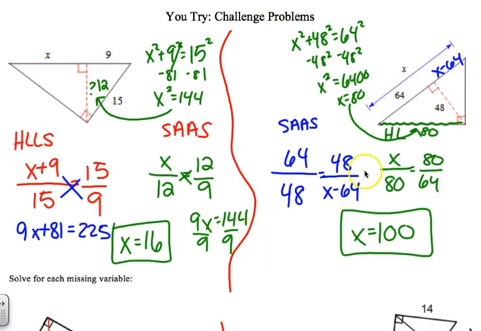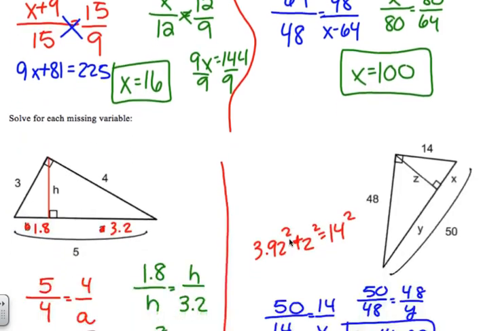Same thing over here. If you wanted to do side, altitude, altitude, side, you would have had to find a representation for this missing piece, which would be x subtract 64. And you could have done it that way. Or you could have known that you had the hypotenuse, but you would have needed this side over here. So again, you know this is 64 and this is 48, so do the Pythagorean theorem to find this missing side, and then you could have done hypotenuse, leg, leg, side. It's up to you, but you would have gotten 100 no matter which way you did.